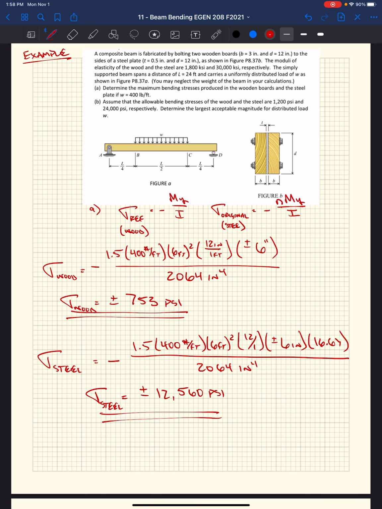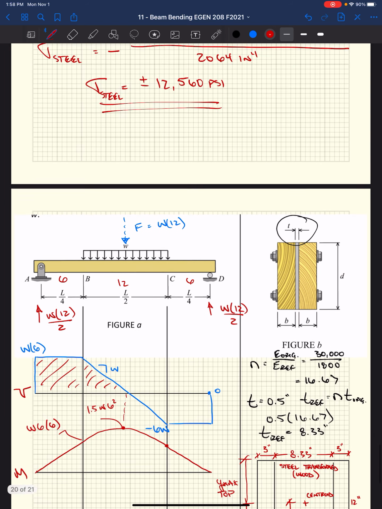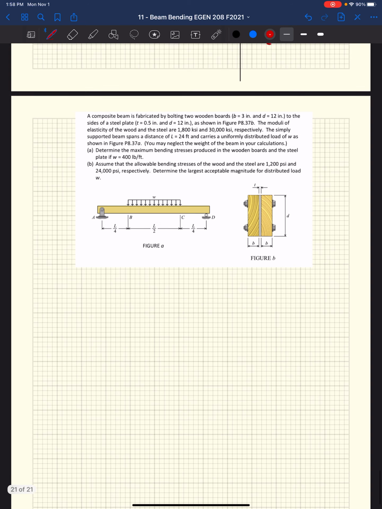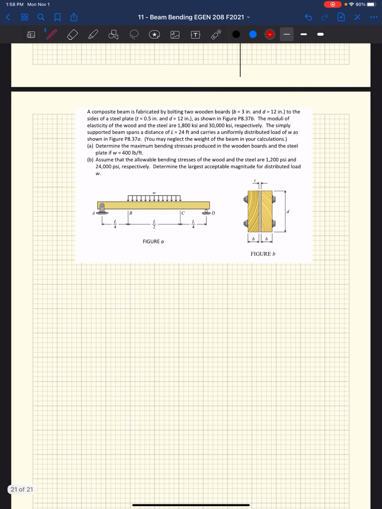Man, we were so close to being done too. Part B, they ask us, assume that the allowable bending stresses on the wood and the steel are 1,200 psi and 24,000 psi. Now they wanted us to figure out what's the maximum load that can be applied.